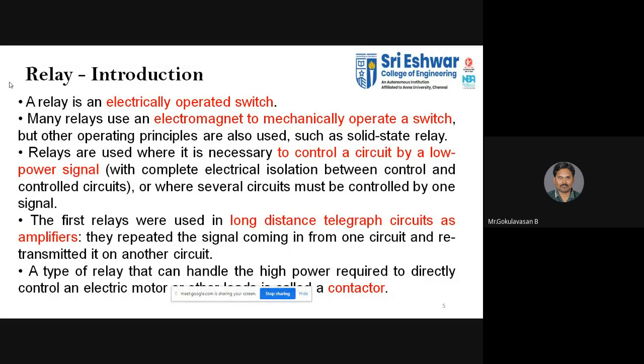A type of relay that can handle the high power required to directly control an electric motor or a load is called a contactor. So the other name of a relay as far as electrical machines are concerned is a contactor. A contactor is a type of relay which will handle the high power required to control an electric motor or other heavy or bulky loads like inductive loads. If I want to control it, then I can go for a special type of relay which we call a contactor.